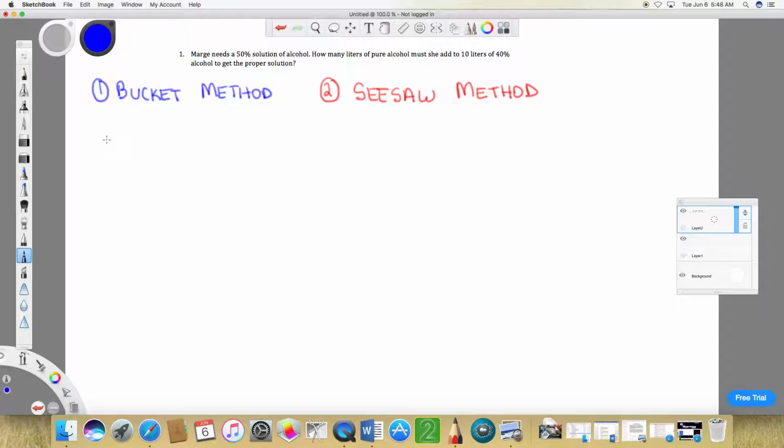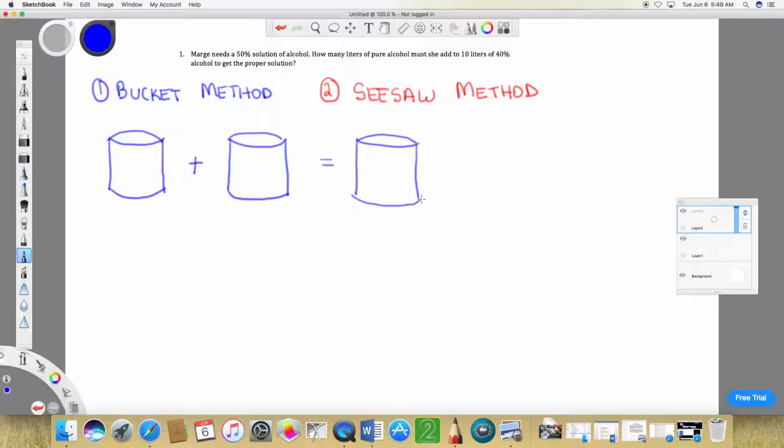Let's draw a picture of what we have. I'm referring to it as the bucket method because I'm going to visualize containers, buckets, holding my solutions. So I've got these two buckets that have solutions in them, and I'm going to add these two buckets together. I'm going to pour the contents into a third bucket for my final result.